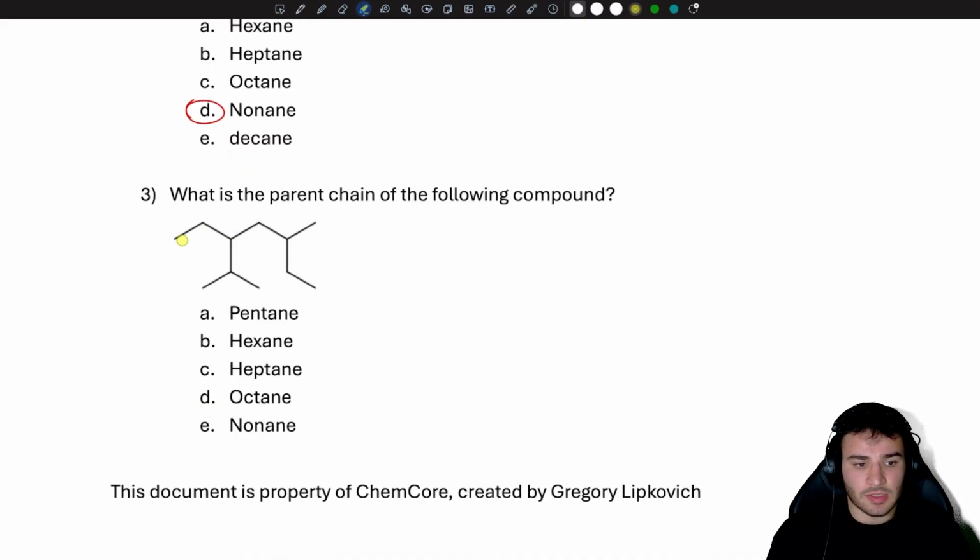Now in the next problem, let's use the same method. The first chain I see is 1, 2, 3, 4, 5, 6. Okay, 6. 1, 2, 3, 4, 5, 6, 7. I think that will end up being my longest chain. And so my longest chain is 7 carbons, which means it's heptane.